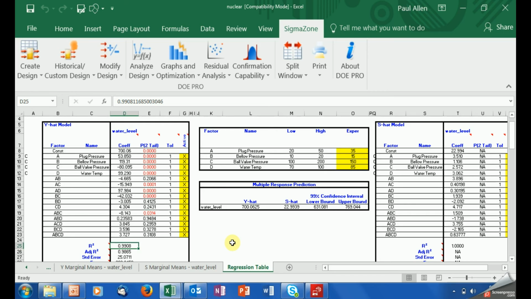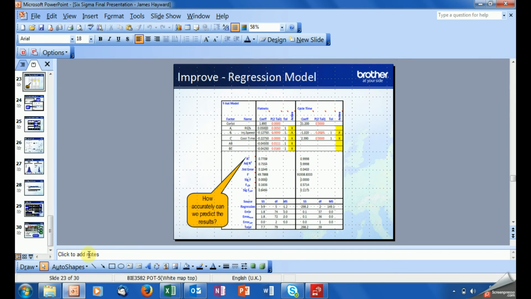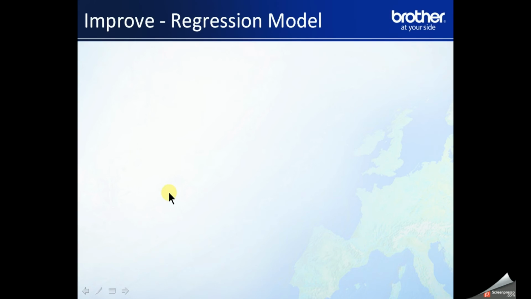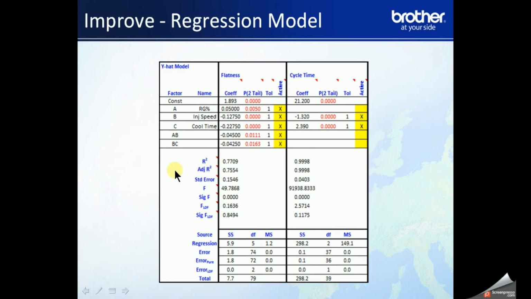0.99 is very high on the R-squared. That wouldn't be something that you would normally see in real life. And I've just got an example. Let me just go to a case study example of a real life model and the R-squared.